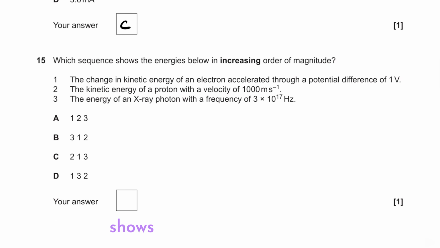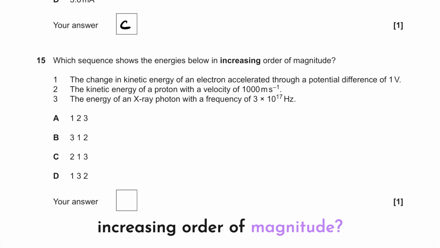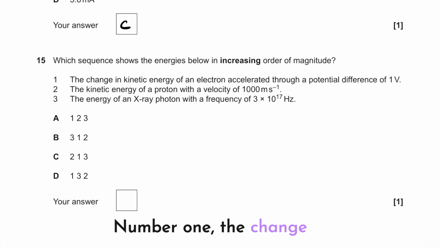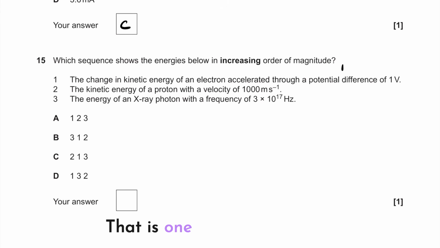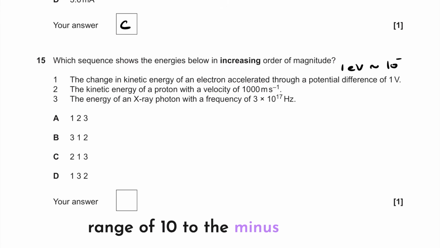Question number 15. Which sequence shows the energies below in increasing order of magnitude? Number 1. The change in kinetic energy of an electron accelerated through a potential difference of 1 volt. That is 1 eV, which is in the range of 10 to the minus 19 joules.